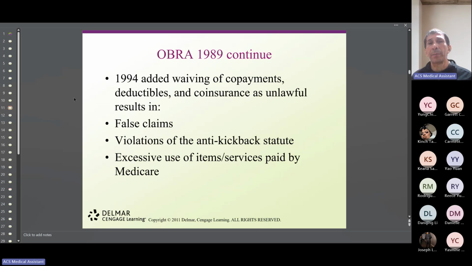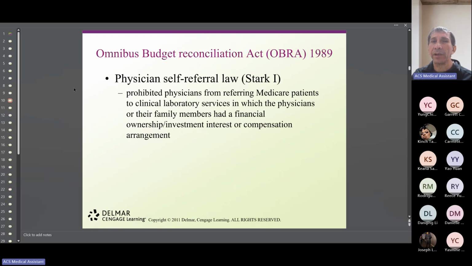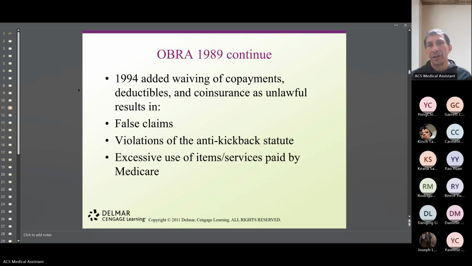So let's talk about OBRA. The Omnibus Budget Reconciliation Act. Later on, we're going to talk about this in more detail, exactly what it is. But for now, this is under these acts that you have these laws. So this is another thing that is considered fraud. Think about it. So probably you didn't know. Now you will learn this.